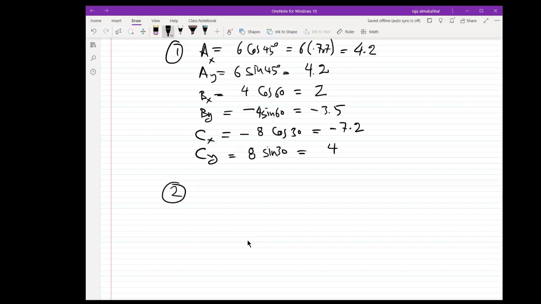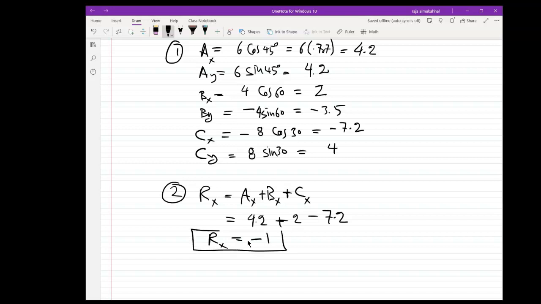Now we come to step number two, which is to find R sub x. What is R sub x? It's basically A sub x plus B sub x plus C sub x. So we can just put them in there. That's going to be 4.2 plus 2 minus 7.2. So that's 6.2 minus 7.2. Answer, negative 1. That's R sub x. I'm going to box it. I'll come back to it in a minute.